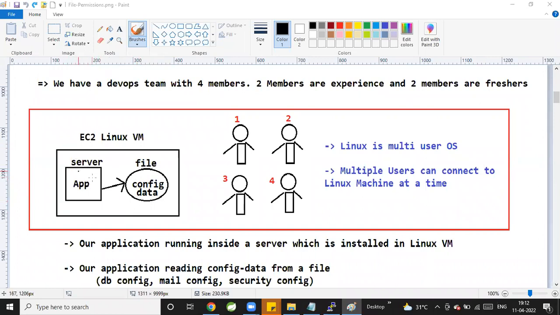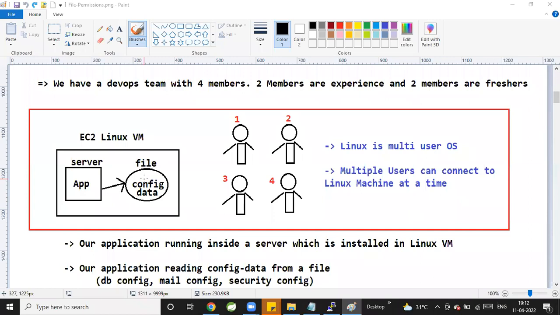In the EC2 instance, I'm taking one server, and in that server, I'm installing my application. For running my application, I need to configure some database details, security details, application messages, SMTP details, Kafka details, and Redis details. For all these things, I'm taking one configuration file also.